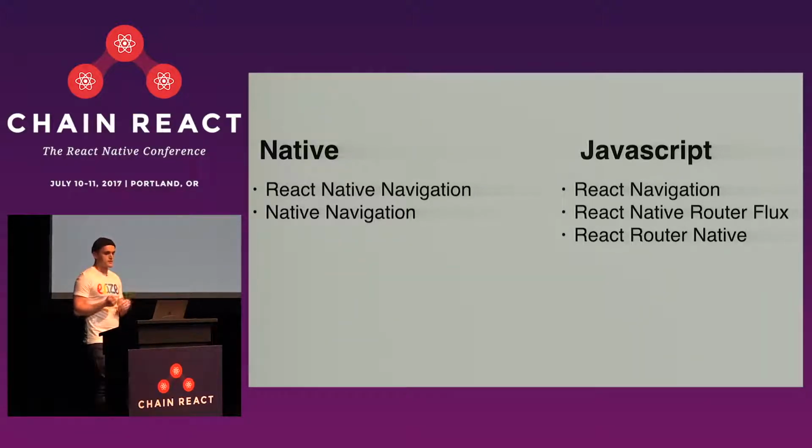So what's the difference? Well, native libraries wrap the underlying navigation system of the operating system that they target. So in the case of iOS, that's UINavigationController. So React Navigation, native navigation from Wix and native navigation from Airbnb are both wrapping UINavigationController on iOS. The JavaScript navigation libraries, on the other hand, attempt to replicate the behavior of the underlying operating system in transitioning screens and handling routing and so on and so forth.